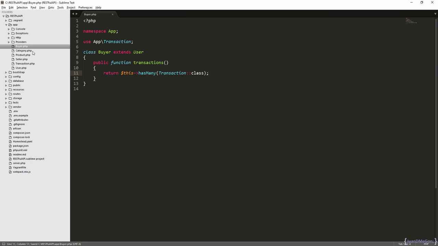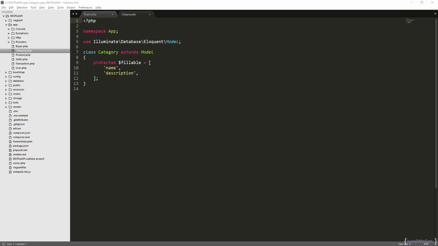Let's continue with the category. We know that a category has a many-to-many relationship between products and, of course, category. So Laravel resolves the many-to-many relationships using the belongs to many relation. Of course, it requires a pivot table, but we are going to implement that pivot table later. For now, we are going to implement the relationship method returning a belongs to many relationship.